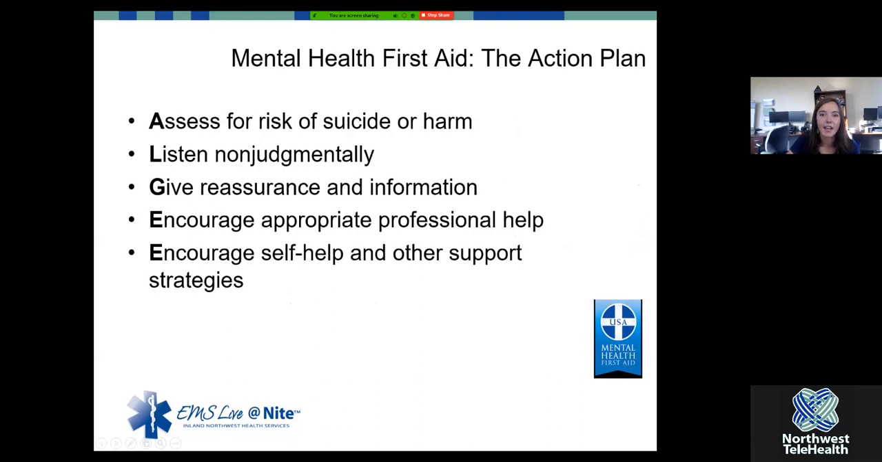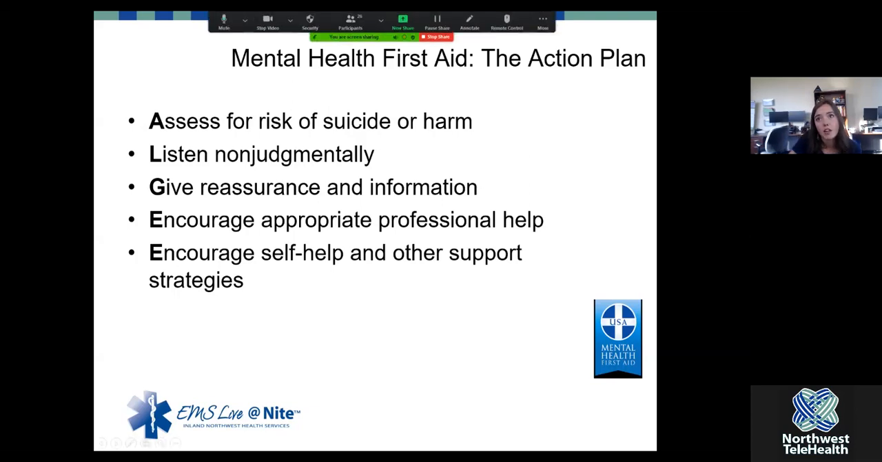Just like we have CAB, compression airway breath for CPR, we have an acronym to help remember different things to consider when caring for someone within the mental health first aid world. It's not necessarily a fixed order that we do this, but they can all be working together at the same time. But here they are right here, and then we'll break them down.